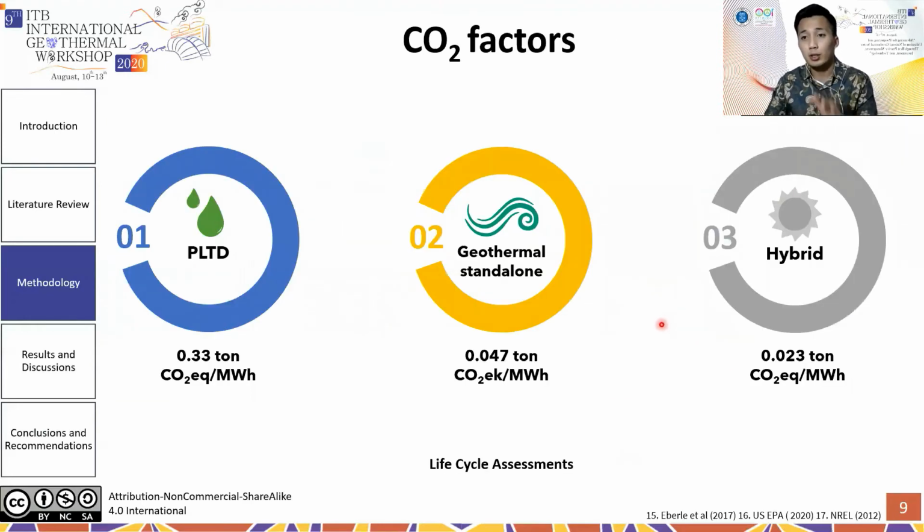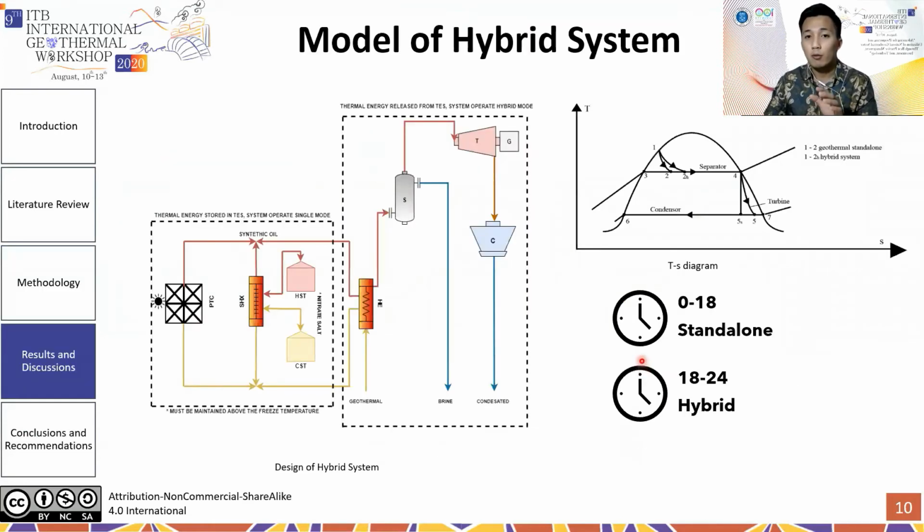This is the carbon dioxide factor using life cycle assessment, and this is the model of the hybrid system result. The system will operate standalone from 0 until 18, and it will be a hybrid system from 18 to 24. This is the idea. While the sun is shining, the energy will be stored in the thermal energy storage. In the evening, the thermal energy storage will release the energy, and it will go to the heat exchangers.